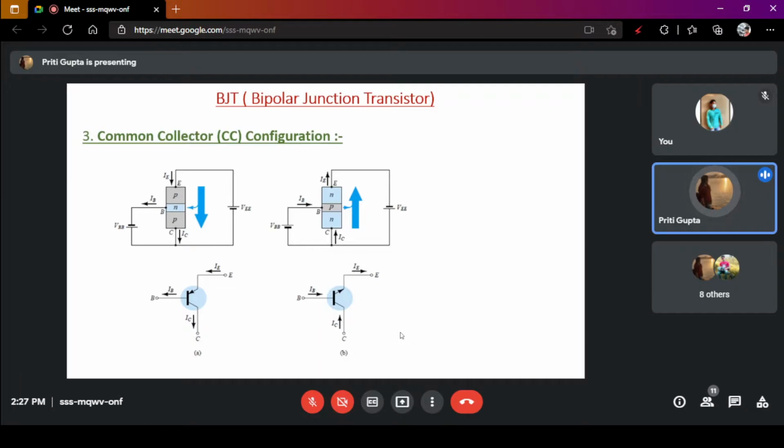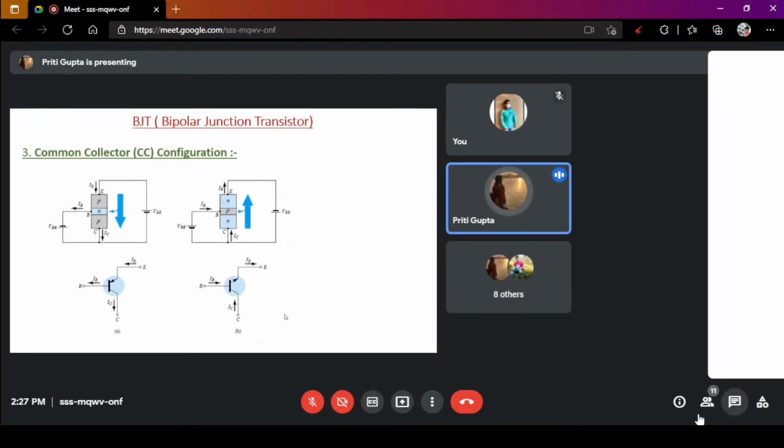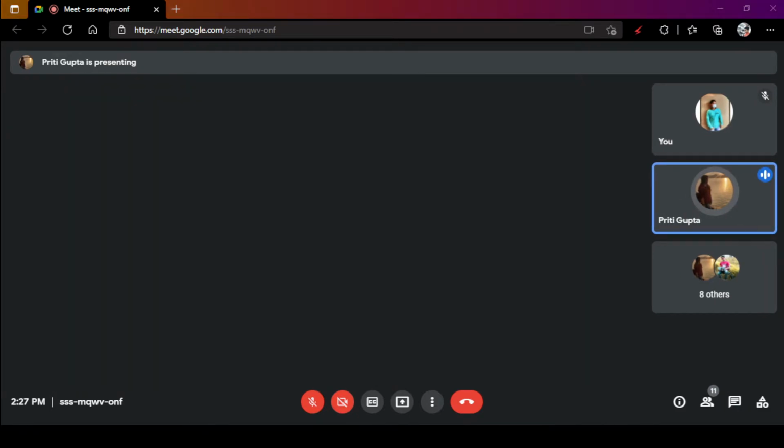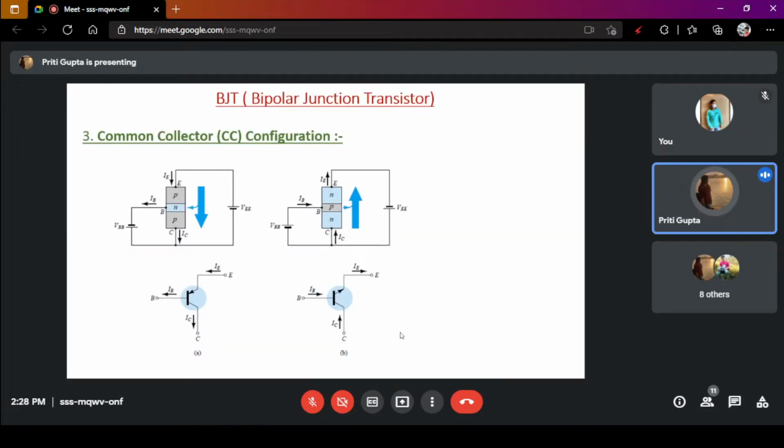While it is CB, base will be common for both input and output. In the emitter and base terminals, we are giving the input. In the collector and base terminals, we are taking the output for CB connection. Make that very clear. For CE connection, emitter will be common in both input and output terminals. So EB will be the input terminal and EC will be the output terminal.